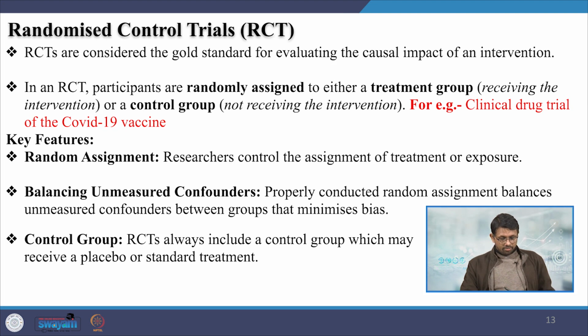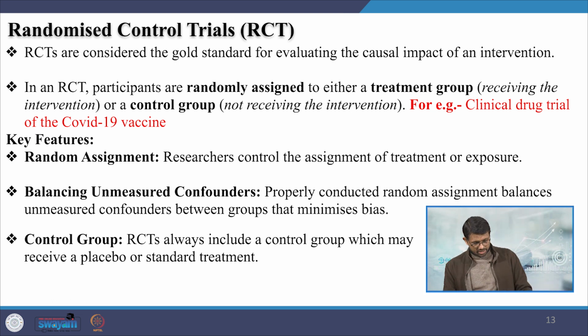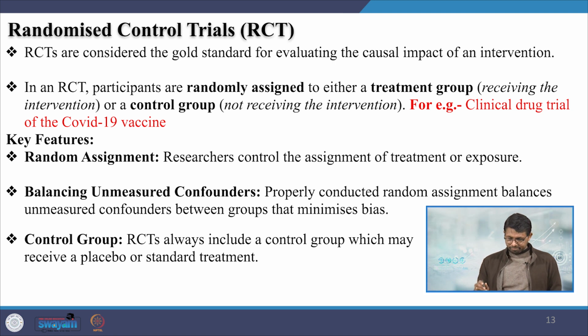In case of random assignment, researchers control the assignment of treatment or exposure, but it simultaneously requires some aspects such as balancing unmeasured confounders. Properly conducted random assignment balances unmeasured confounders between groups, which minimizes the bias.